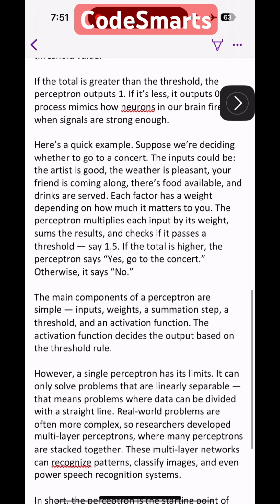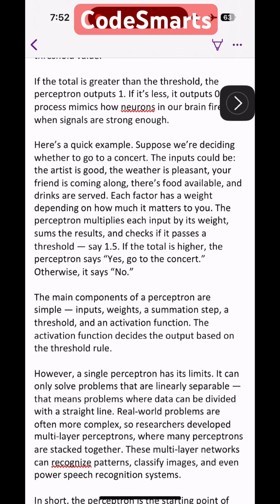Here's a quick example. Suppose we're deciding whether to go to a concert. The inputs could be: the artist is good, the weather is pleasant, your friend is coming along, there's food available, and drinks are served. Each factor has a weight depending on how much it matters to you. The perceptron multiplies each input by its weight, sums the results, and checks if it passes a threshold, say 1.5. If the total is higher, the perceptron says yes, go to the concert.